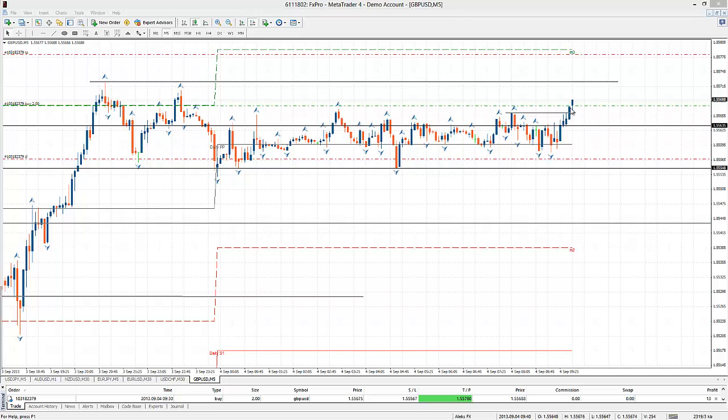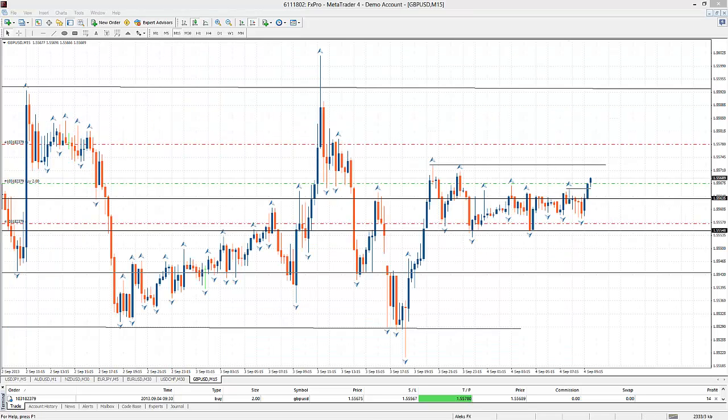Alright, nice close above there. You see that 5-minute close? That's good for the trade. We're but a pip up at the moment. Let's see if we can have a go at the highs now.